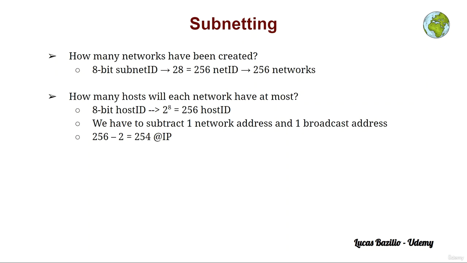So at the end, all in all, how many hosts will each network have at most? Well, at most, each network will have 254 different IP addresses. So here, each network will have 254 different hosts. Very important not to forget to subtract 1 IP for the network address, which is the case where all of the bits of the host ID are 0, and also 1 for the broadcast address, where all of the bits of the host ID are 1. This is something that we already studied before.